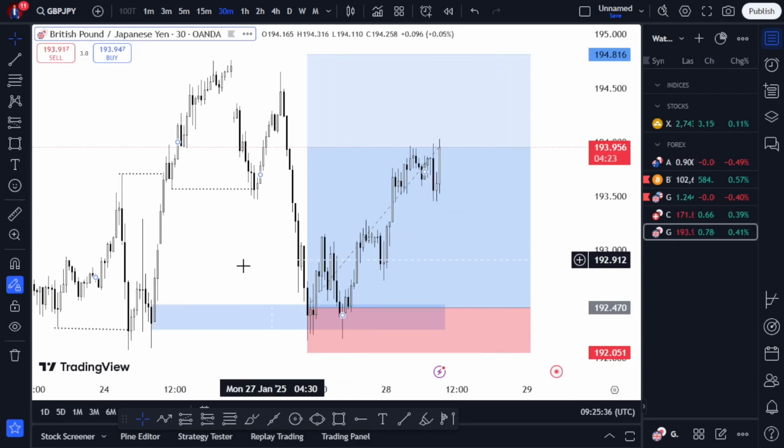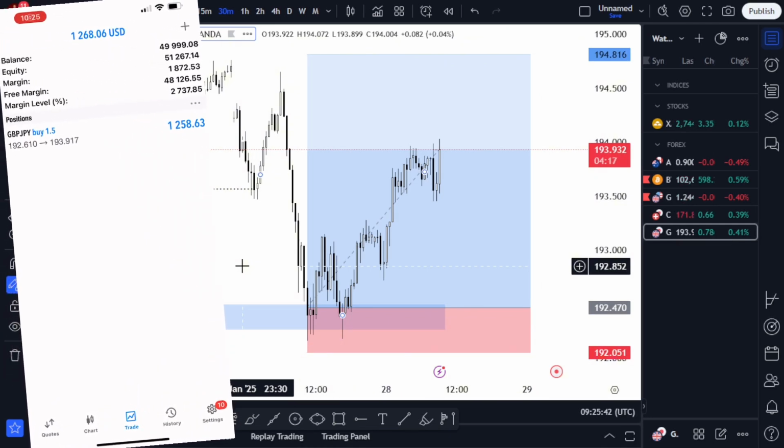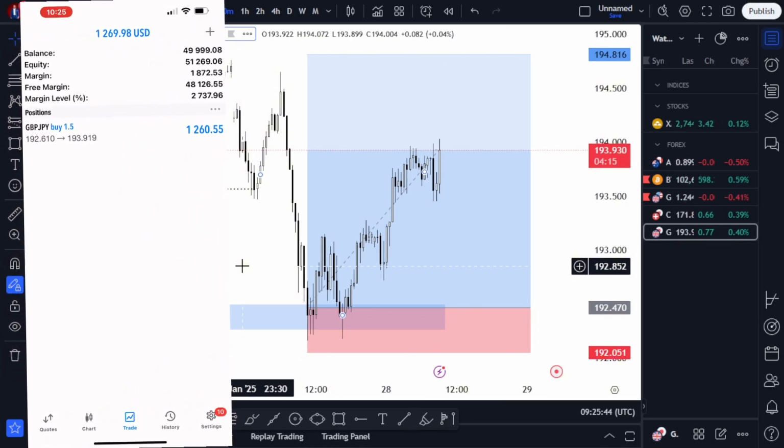I currently want to update you guys about the GJ trade. So right now we are running at $1,250.